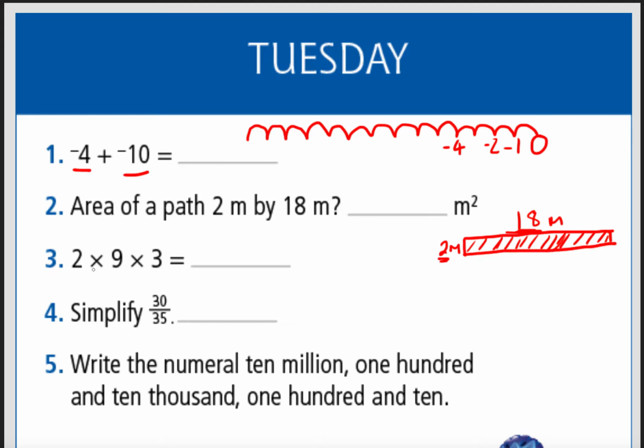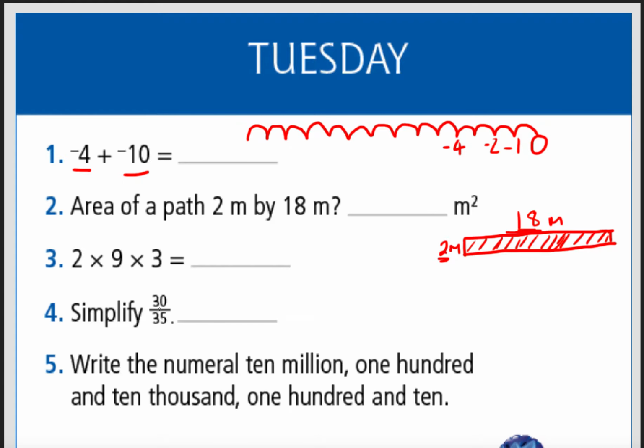Number 3, a multiplication, and you can do this in any order you want. You can do 2 times 9 times 3, 2 times 3 times 9, 3 times 9 times 2. It doesn't matter what order you do it in, it'll work out. So it might be easier to multiply 2 times 3 first and get 6, and then take that and multiply it by your 9. Number 4, we have to simplify this.